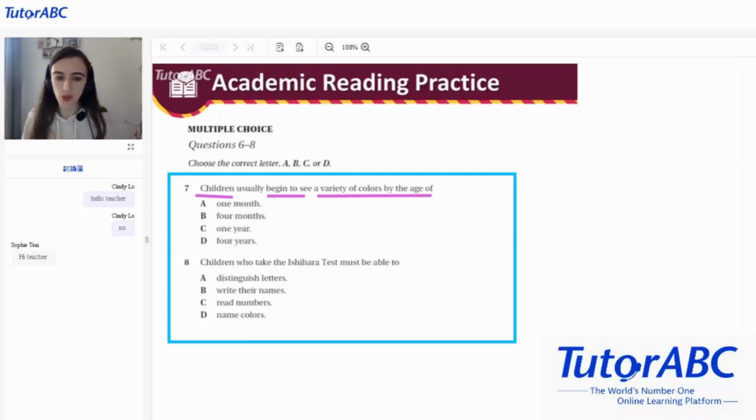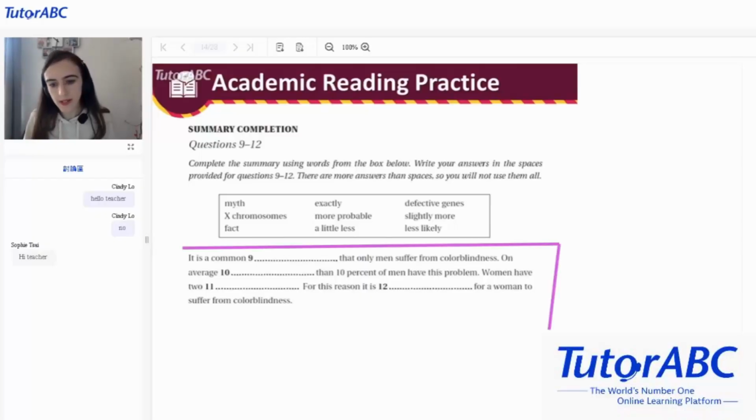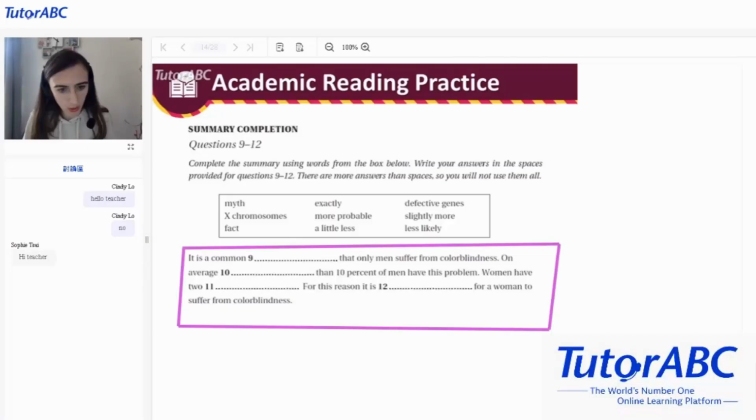The keywords are children, begin, variety of color, age. Those are your keywords. You've learned how to find keywords already, right? Children who take the Ishihara test must be able to what? A, B, C, D. Then we can also do one more, but this one, we'll only do number 9 here.